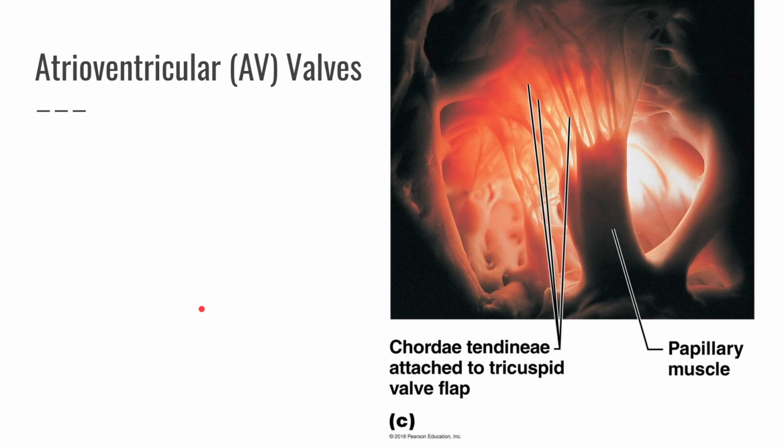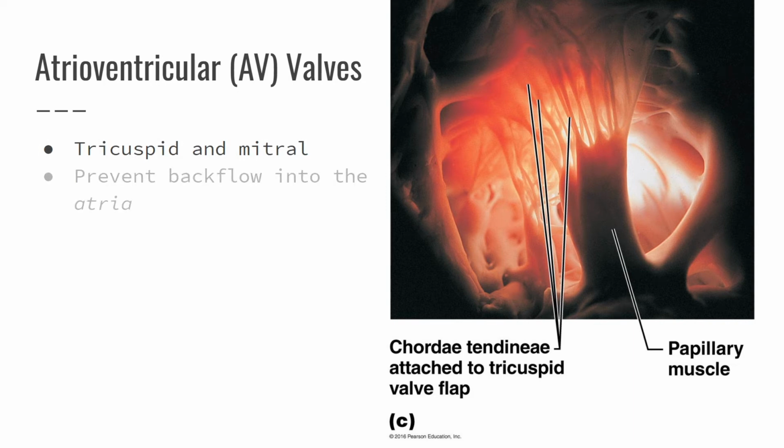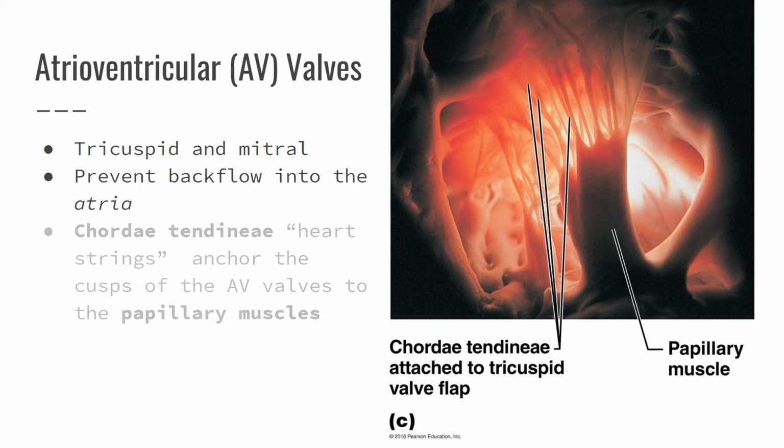Let's take a closer look at the AV valves. They create a junction between the atria and the ventricles, and they prevent blood from flowing backwards into the atrium. You might have noticed this in the other diagrams, but the valve is up here, and all of these little strings right here are called the heart strings, also known as chordae tendineae. They're tendons, like little collagen strings, and their job is to attach the valve that's up here down to this muscle. And this muscle is the one that contracts and helps keep the valves closed.